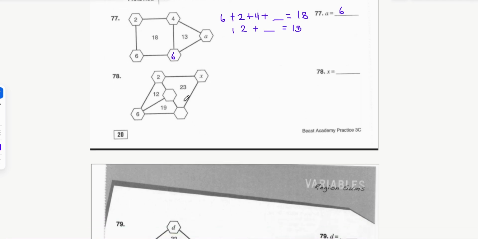Next, we have to use the region with the sum of 13 to write an equation. 6 plus 4 plus A equals 13. We can simplify this expression by adding 6 plus 4. So that's 10 plus A equals 13. So A equals 3.